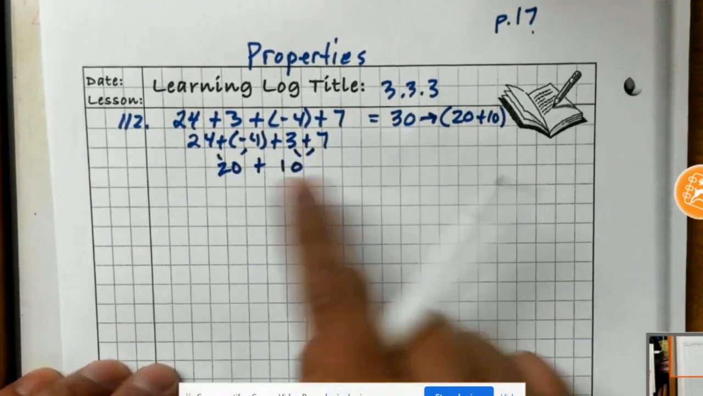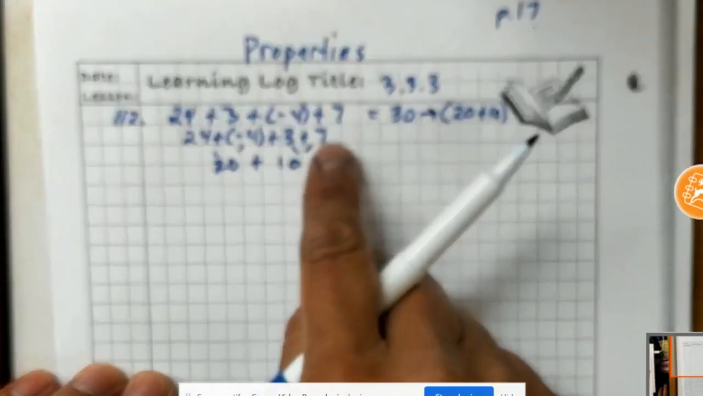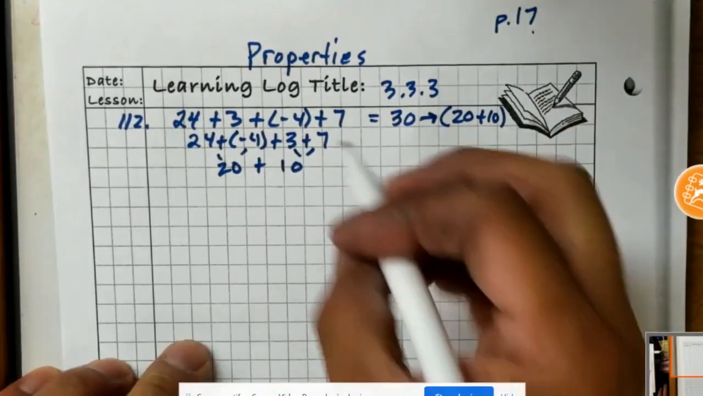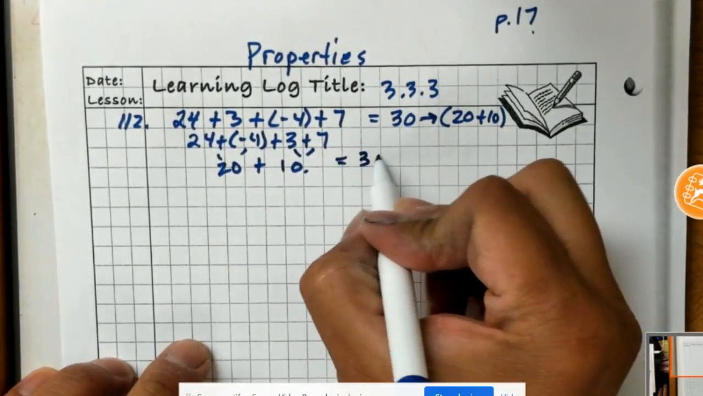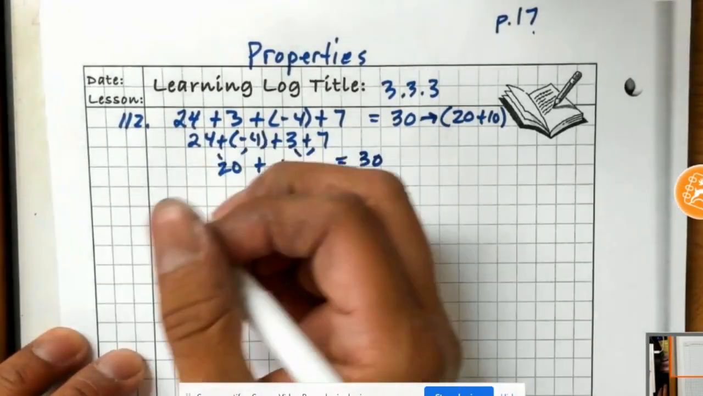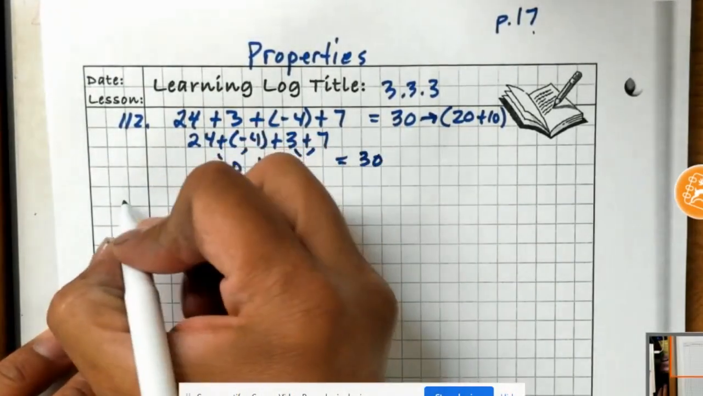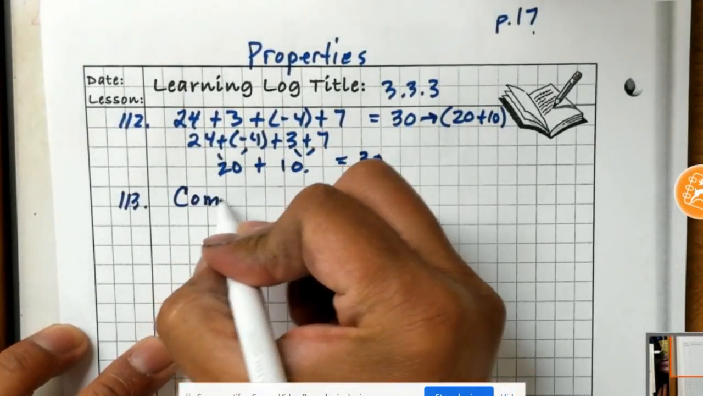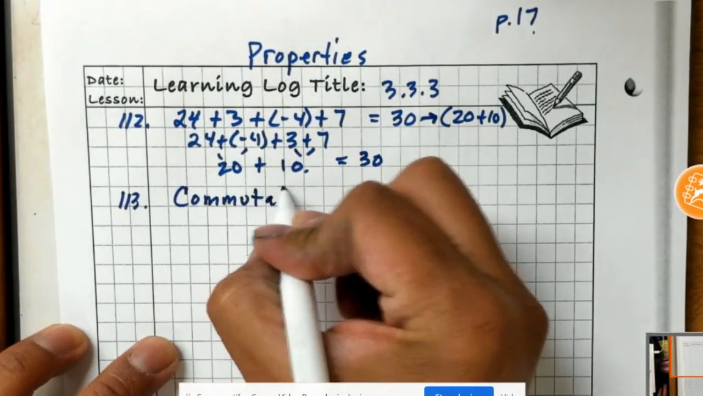Okay, so using the order of operations, I'm just going left to right, but Juno happened to group these two together, which is a different property. So this is equal to 30. Now, we're getting into what's called the commutative property. You might be familiar with the commutative property of addition. So let's investigate that a little bit.